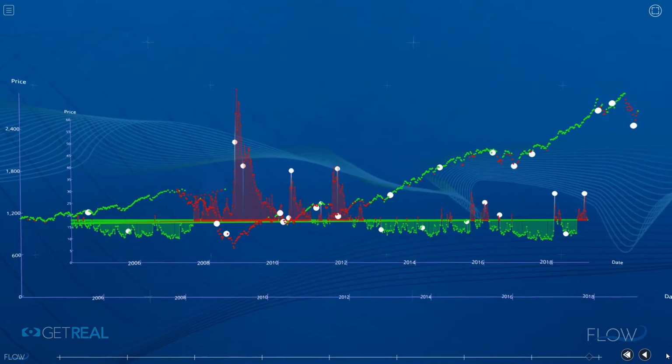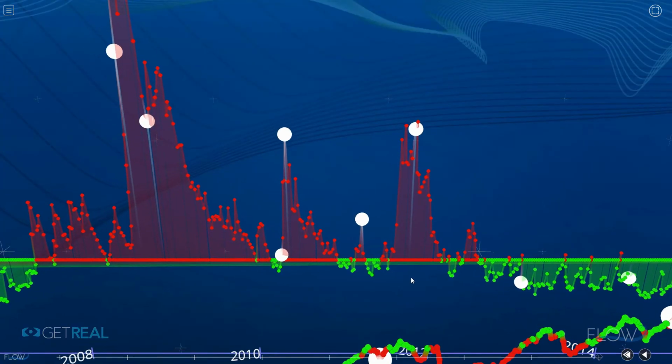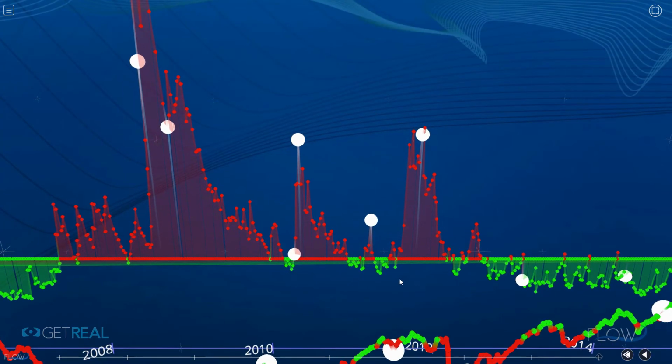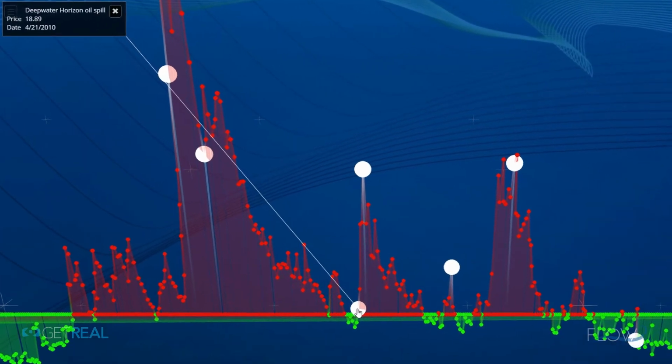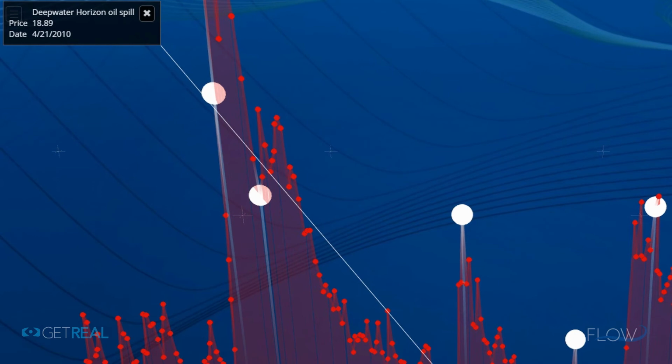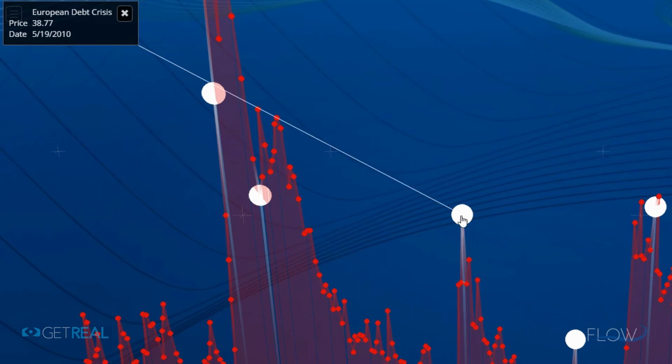We stretched out both graphs and sprinkled in these white points which signify an event that was happening during the time. For example, here's a point on the VIX graph, April 21st, 2010, which marks the Deepwater Horizon spill. And atop a huge VIX spike next to it represents the European debt crisis.